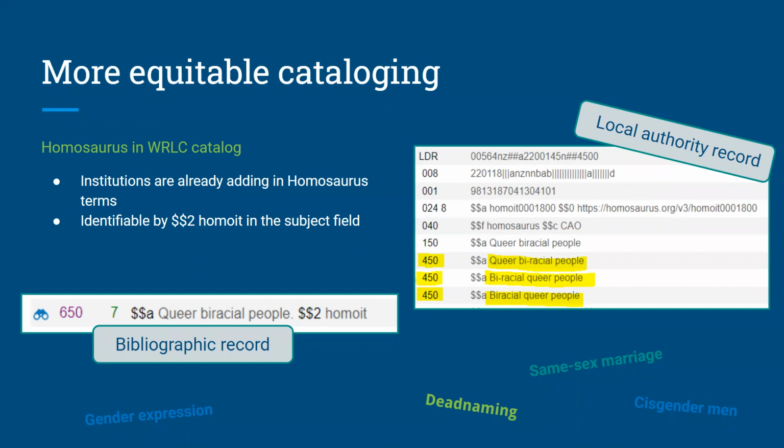And in ALMA, you know that a heading is linked when you see the little handcuff image next to it. So because this is a linked heading, if a patron were to search for one of the non-preferred terms in a 450 field of the authority record, the search would yield this bibliographic record still because the heading is linked. That's one of the main benefits of adding authority records to a network zone, especially for a vocabulary like Homosaurus that uses contemporary and specific language to describe a complex topic. Next slide.